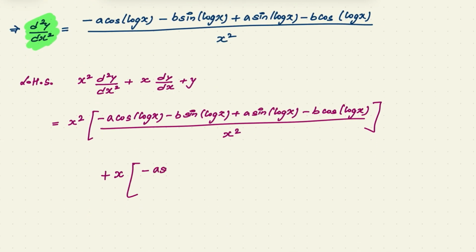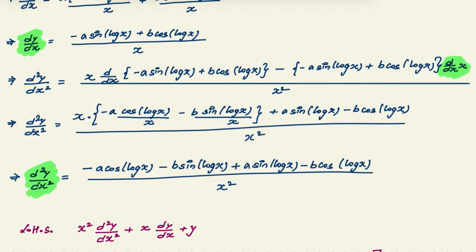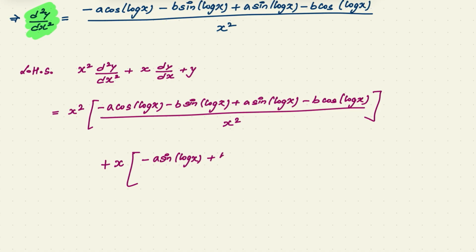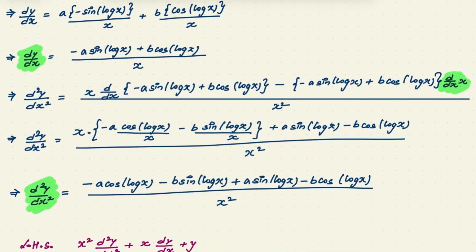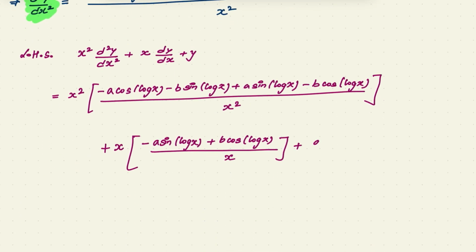minus a sine log of x plus b cos log of x, whole divided by x. And at last we have the value of y that is given in question, that is a cos log of x plus b sine log of x. So here this x square and x square got cancelled, this x and x got cancelled.